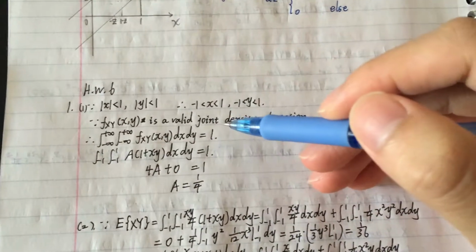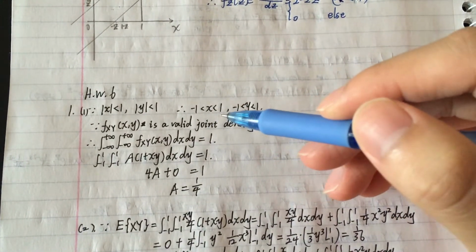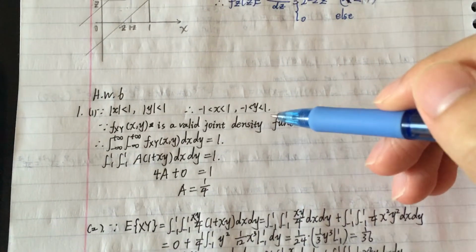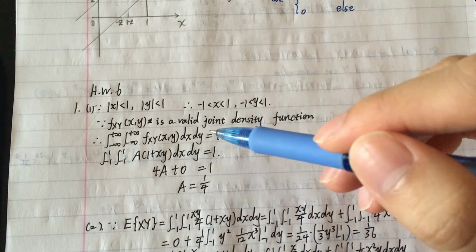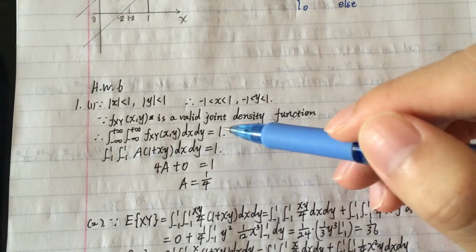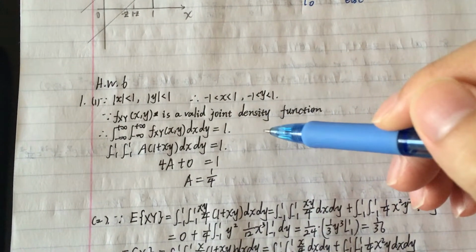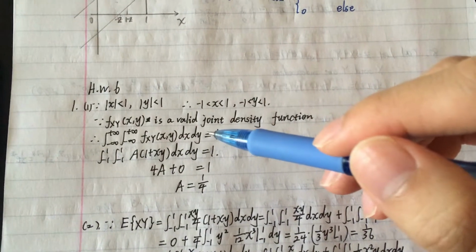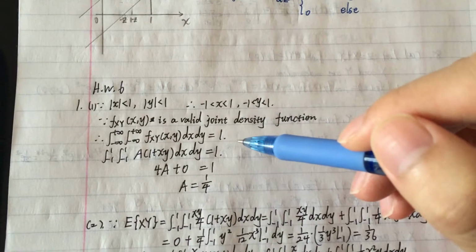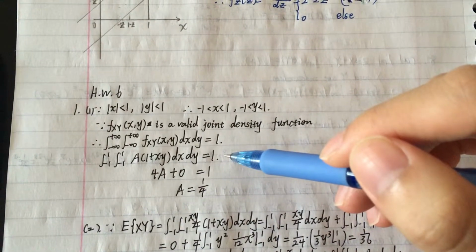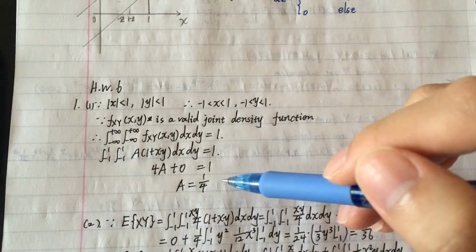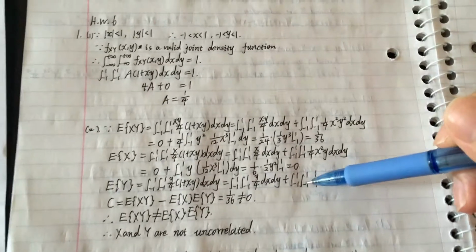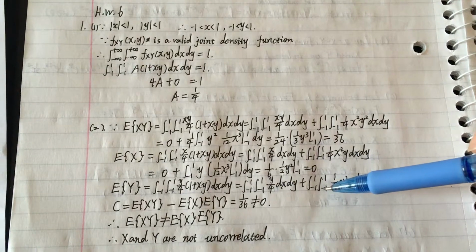We know that x is larger than minus 1 and smaller than 1, and y is larger than minus 1 and smaller than 1. Because this is a joint density function, we know that the integral of the joint density function equals 1. So we can get this expression, and we can get a equals 1 over 4. And let's begin the second question.